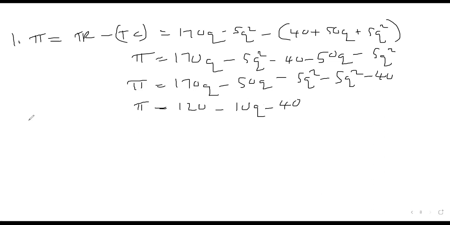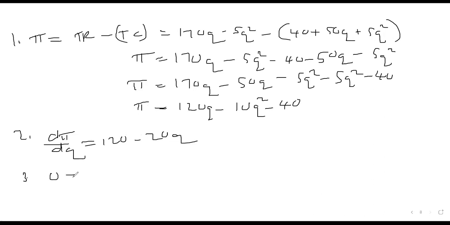Step 1, find the function. Step 2, differentiate. Are we following? The profit over the Q. So this is 120Q. In differentiating, we're going to have 120 there minus 20Q. What happens to the 40? It will drop out. Step 3, equate to 0. And step 4, solve for what? Q.